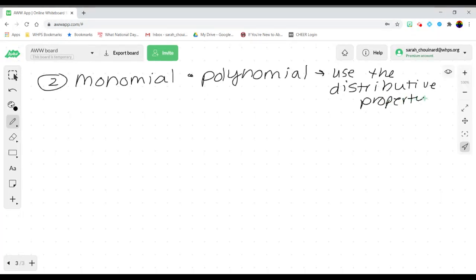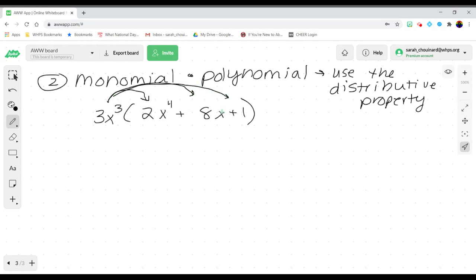So for example, if I had 3x cubed times 2x to the fourth plus 8x plus 1, we're going to go ahead and distribute the monomial to all 3 terms. So when I do the first one, 3x cubed times 2x to the fourth, 3 times 2 is 6. X to the third and x to the fourth, we add those together, we get x to the seventh.